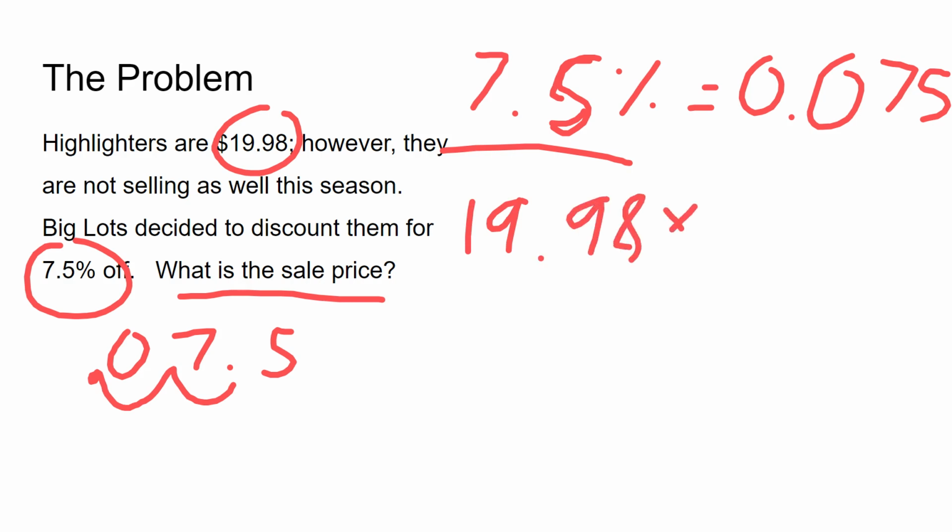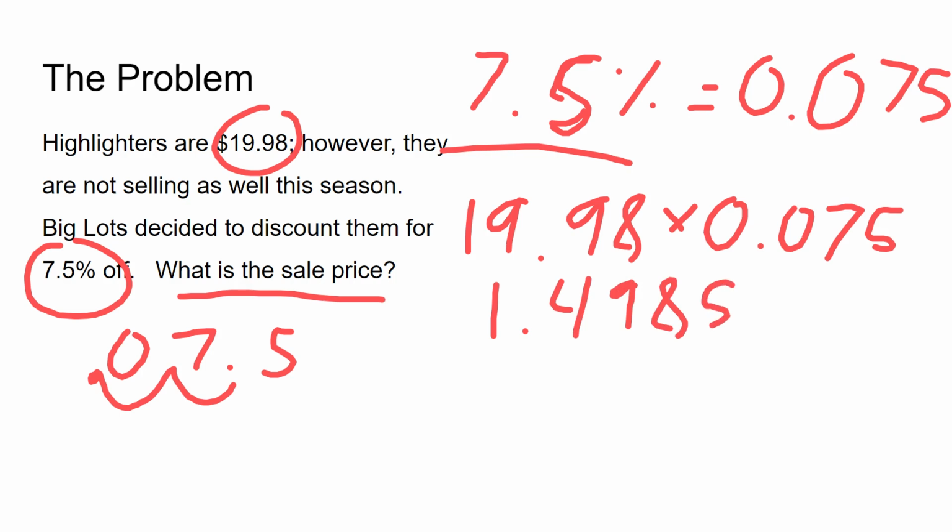Okay. So next step is I'm going to multiply $19.98 with 0.075. All right. In my calculator, I'm going to do that. 0.075. All right. This is what came up in my calculator, 1.4985. Okay. Remember, we're talking about money.